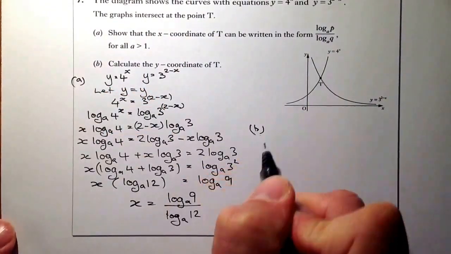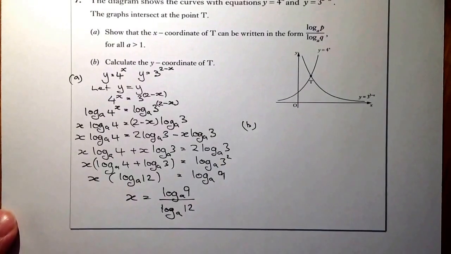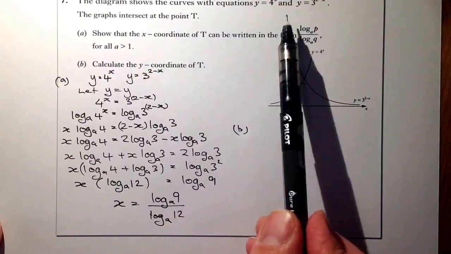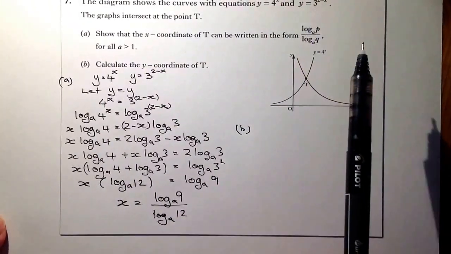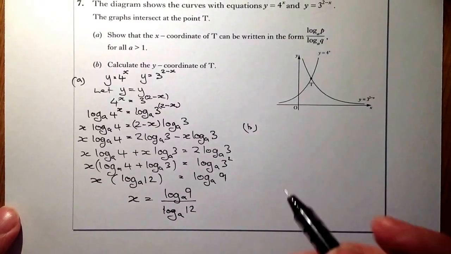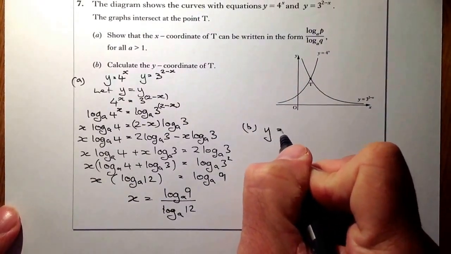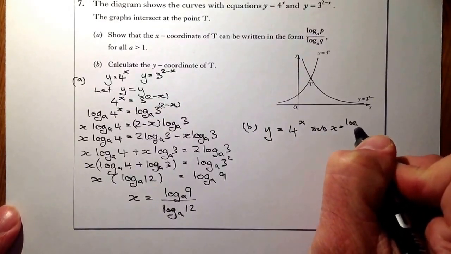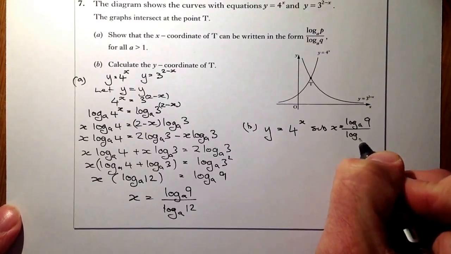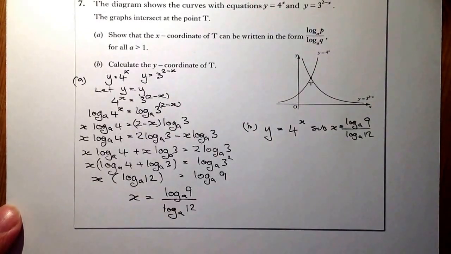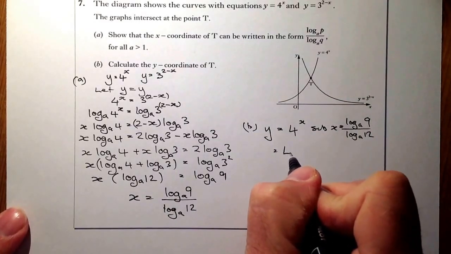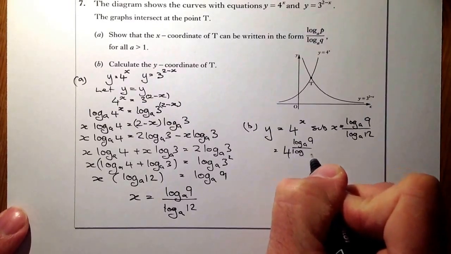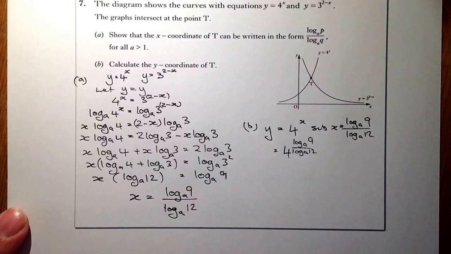What I'll then go for is part B, and for part B I'm going to substitute the x that I've worked out into either this equation or that equation. I'll substitute it into this one. That looks a bit simpler to work through. So I've got y is equal to 4 to the power of x, and I'll substitute x is equal to that into the power. So what we have here is 4 to the power of log 9 to the base a over log 12 to the base a.